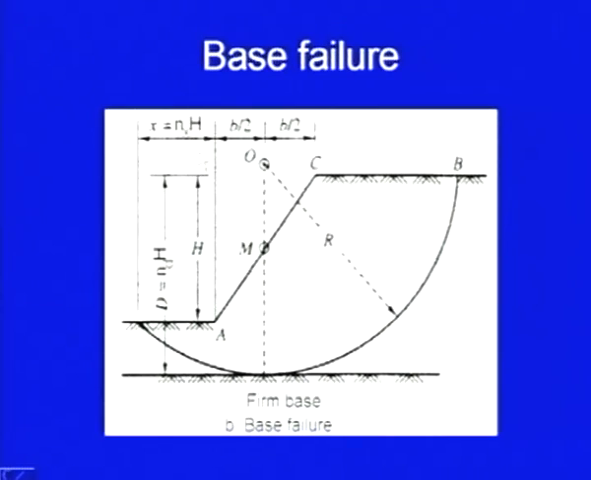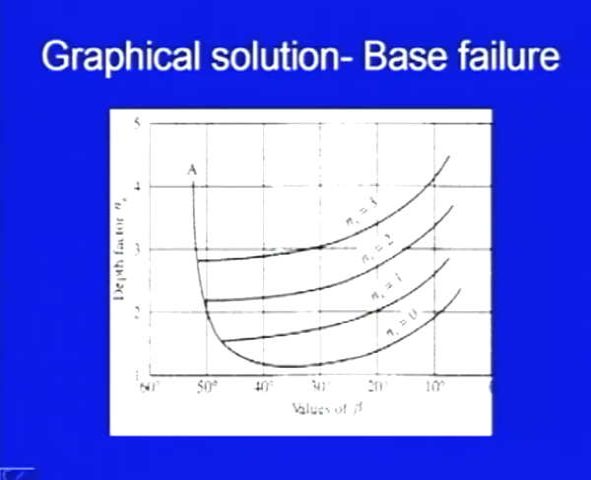Another parameter in this graphical solution is Nx. So, x is Nx into H. This gives you the point where this circular surface intersects the ground. The distance of this point from the toe is Nx into H. So, these are the parameters Nx and Nd, and the graphical solutions are available for any value of beta. These are the beta values on the x axis, on the y axis these are Nd values, and these are the different curves for different Nx values.